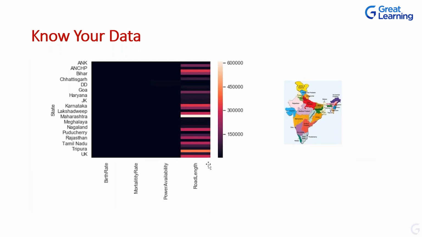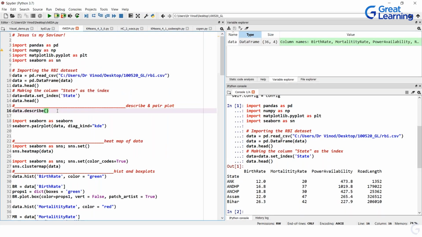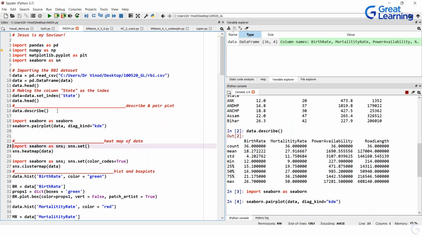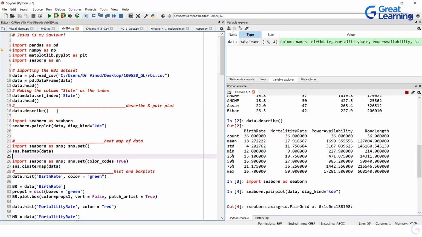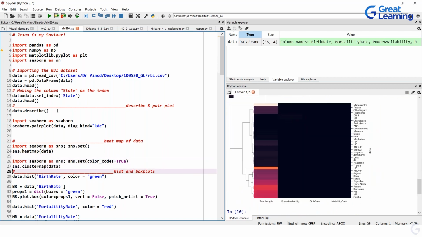It's good to start with a heat map. So these three variables look the same on the scale, and road length, oh, there is a clear cut difference with regard to this variable, which is road length. Better to go for another heat map, which provides you clustering as well. This is called a cluster heat map. And if I take you to the script, then you can see you can have a heat map like this, and you can have a cluster map like this.